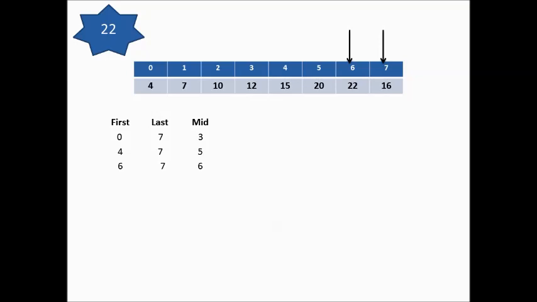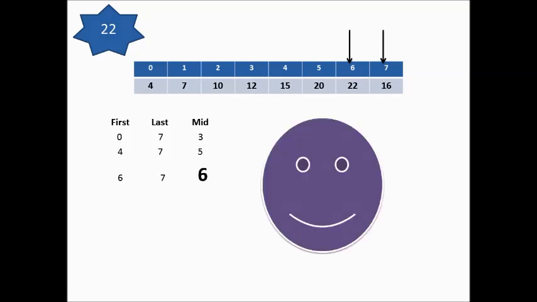So now we say, is 22 at position 6? So clearly 22 is at position 6, and if you look at the binary search, it returns the 6 because it found 22 at position 6. And the answer you would give would be those values 0, 7, 3; 4, 7, 5; 6, 7, 6. Please do not get confused and give the values in the array. You're giving the positions, and that's how you would answer the binary search trace.